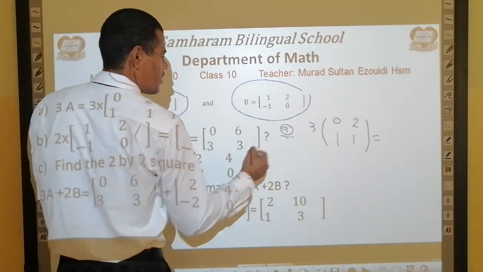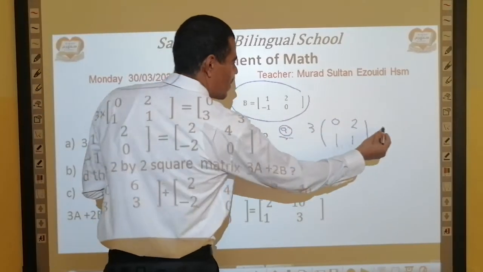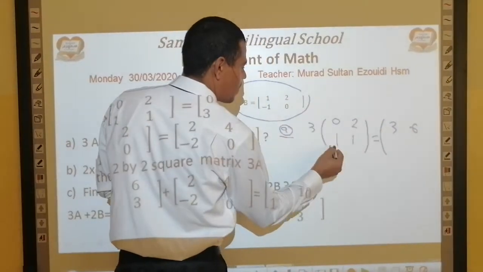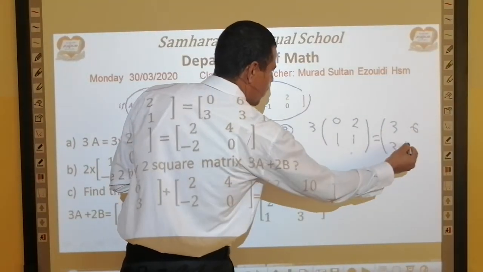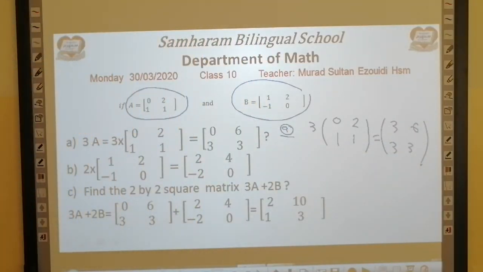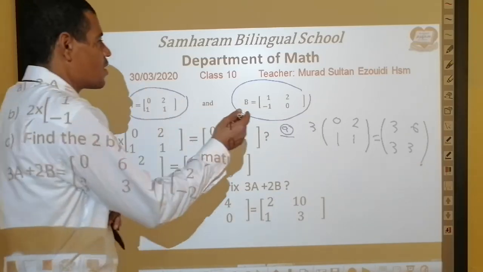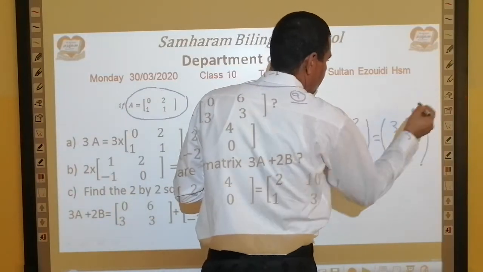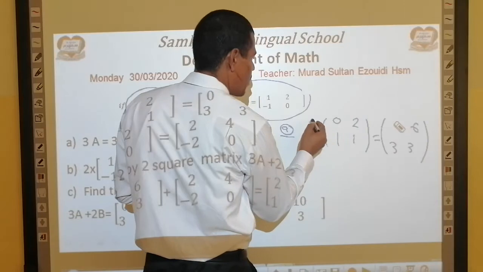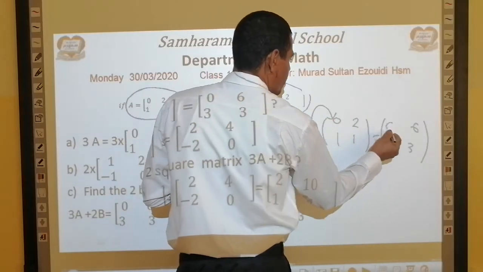Yeah? The answer. 3 multiplied by 0 is 0. 3 multiplied by 2 is 6. 3 multiplied by 1 is 3. 3 multiplied by 1 is 3. Okay.